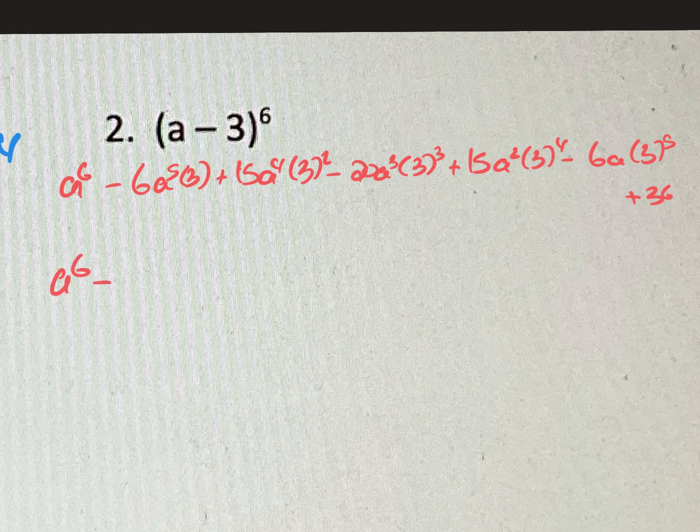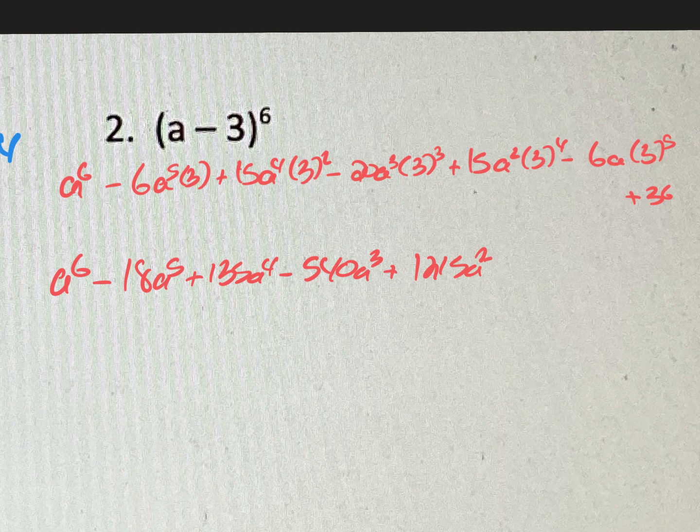Now let's work that out. So I get a to the 6. 6 times 3 is 18a to the fifth. 3 squared is 9. 9 times 15, I need to punch that one in real quick. 9 times 15 is 135a to the fourth. 3 cubed is 27 times 20. Pretty sure that's 540. It's correct. 540a cubed. I've got 3 to the fourth, which is 81 times 15, which is 1,215a squared.